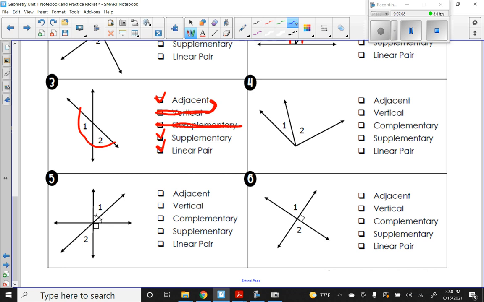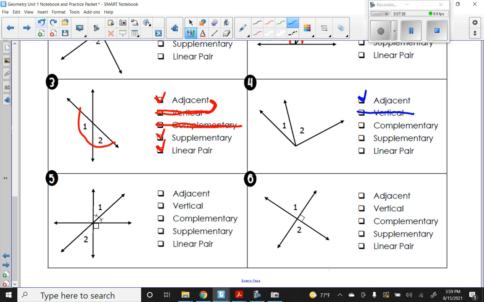Number 4 is only one box. They are only neighbors. They're not vertical because they're adjacent. You might think that they are complementary, but they do not give you a right angle in there. So those could add up to 91 degrees. They have to give you the right angle box to qualify for complementary.